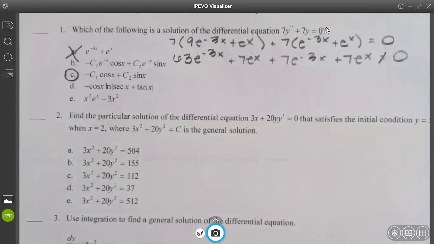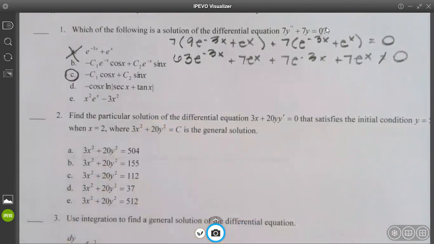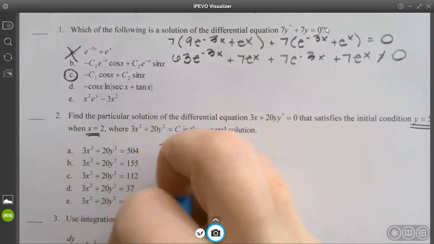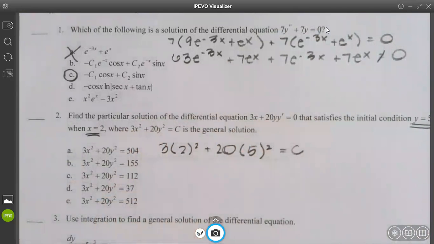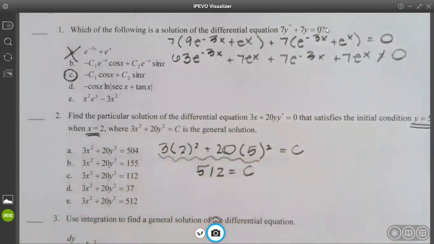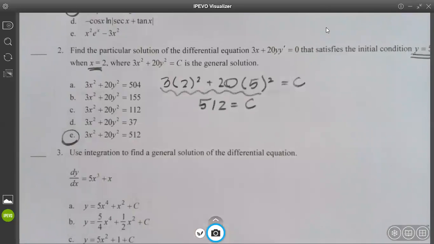Look at number 2. It says find the particular solution of the differential equation 3x plus 20y y prime equals 0 that satisfies the initial condition that y equals 5 when x equals 2, where 3x squared plus 20y squared equals c is the general solution. How do we go from the general solution to the particular solution? All you do is plug in. We're going to take 3 and plug in our x, 2 squared, plus 20 y squared, and solve for c. When you put all this in your calculator, you get 512. So which one is your answer? That's it. Don't try to do more work than you need to.